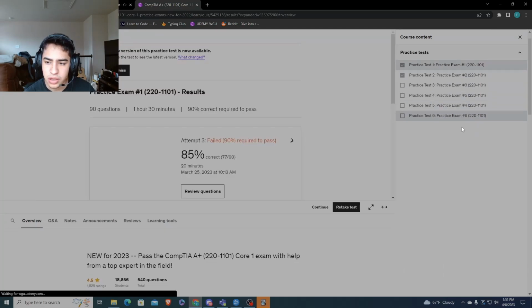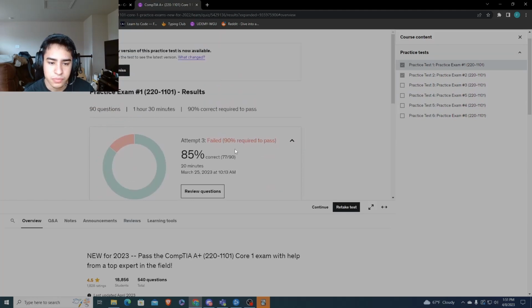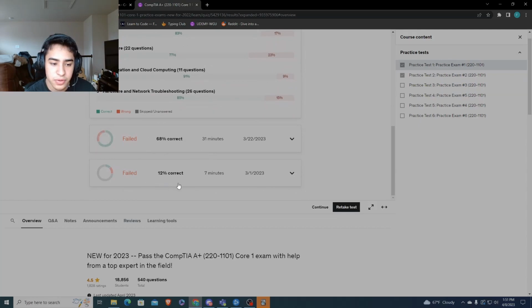Let's go back to number 1 here. I took all of these. I don't know why it just shows I only took 2. On this one, it shows it properly. So you see here, I had 3 attempts.